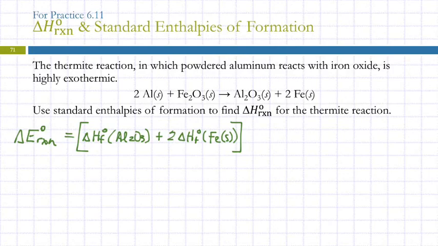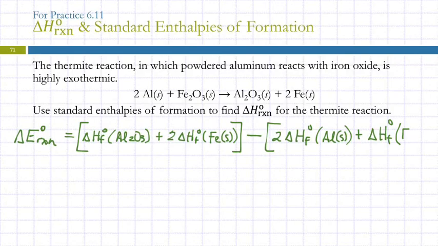When something is being decomposed, you change the sign of delta H. So I subtract these guys. So these are the reactants. I have 2 times the heat of formation for aluminum. And I have the heat of formation for Fe2O3.